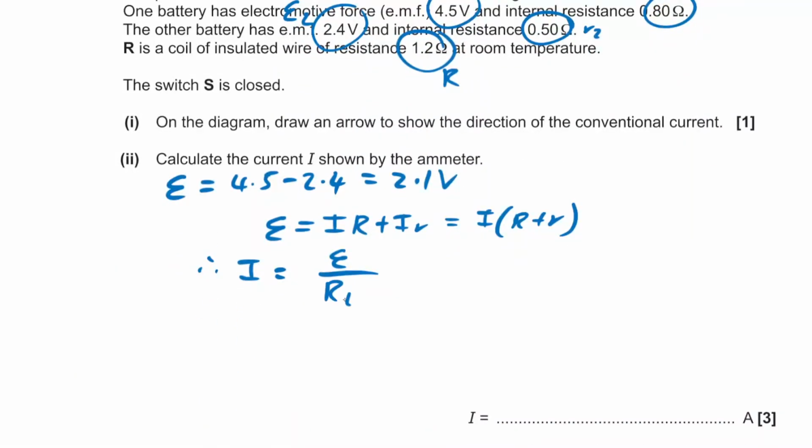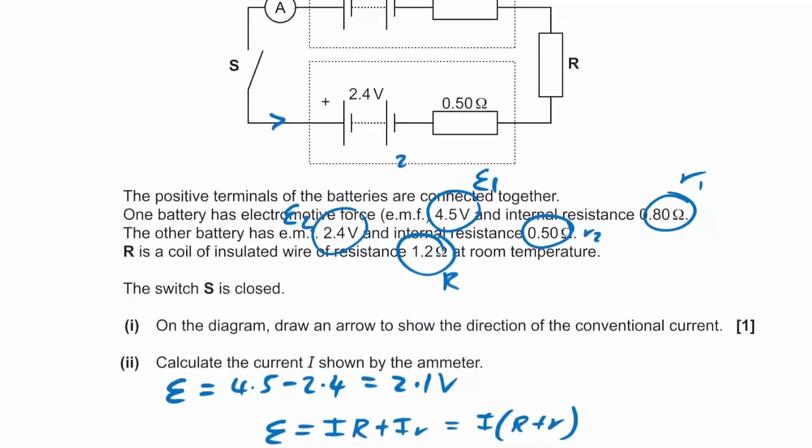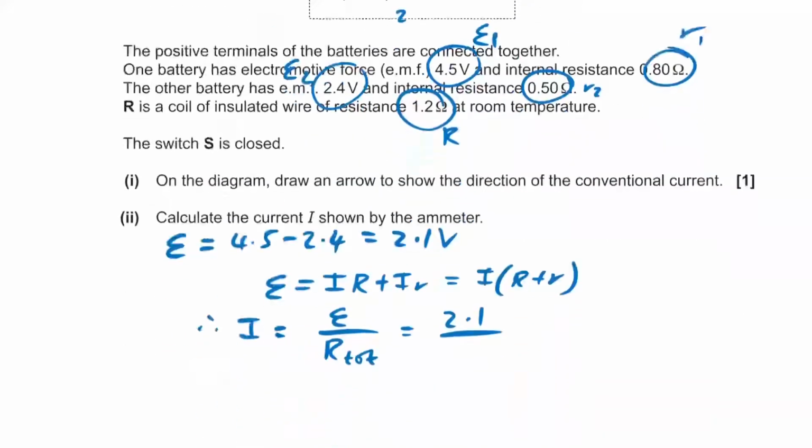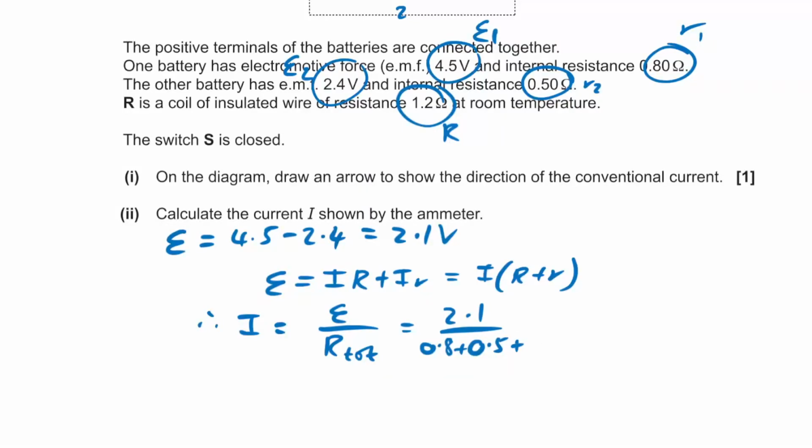So I'm just going to say R total. Why not? So that is 2.1 divided by, what have we got? 0.5, 0.8, plus another 1.2. So that gives us 2.5. So 2.1 over 2.5, and it gives us 0.84 amps.